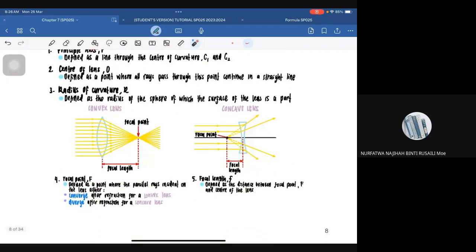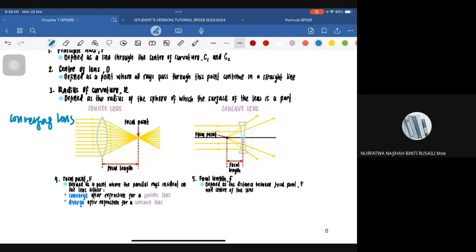So untuk convex lens, kita selalunya panggil tu adalah as a converging lens. So soalan tidak semestinya bagi tahu it is a convex lens. No, dia boleh bagi tahu it is a converging lens.